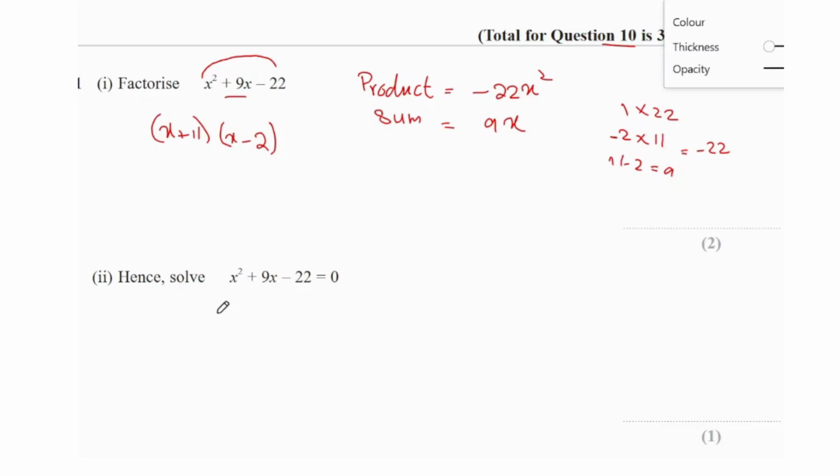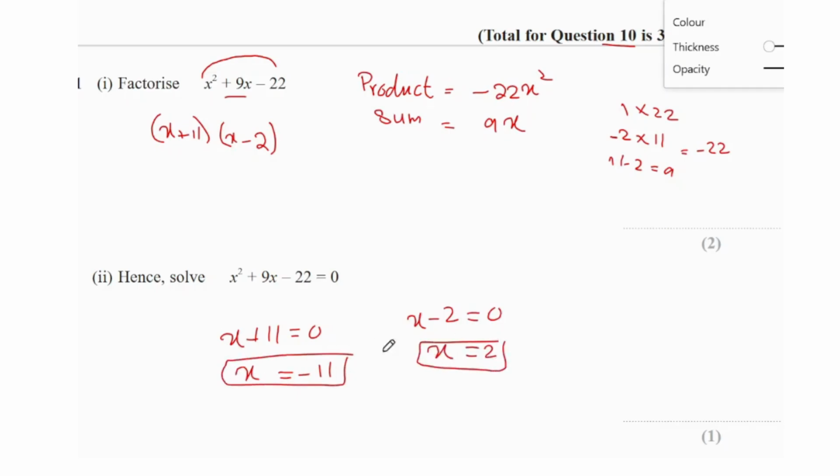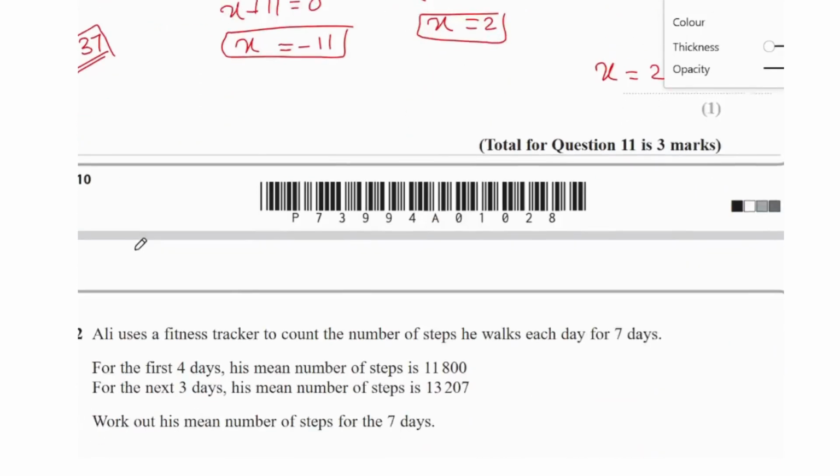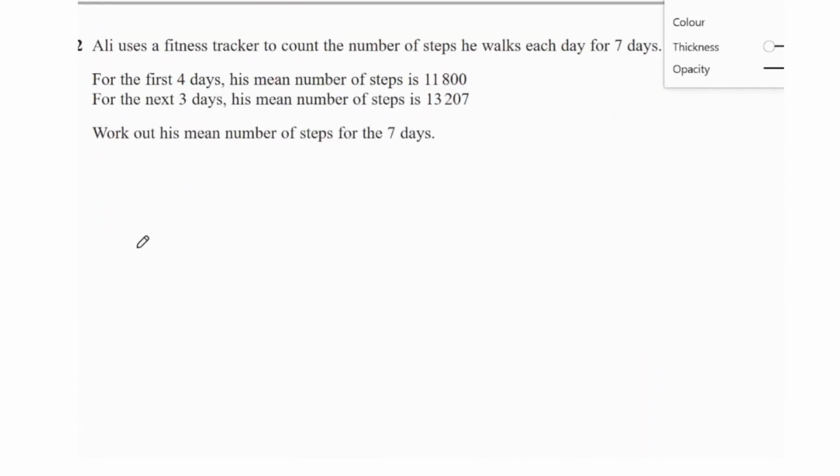Now the same question, it says solve, and this is one more question. So we're going to put here x plus 11 equals to 0. So x is equals to minus 11. x minus 2 equals to 0. So x is equals to 2. So this is our two solutions. So simply we're going to write down here x is equals to 2 and minus 11. So this is 3 more questions. If you done up to question number 11, so let's see what is your total score would be. 37. That's a good number. Okay, let's move on to question number 12.